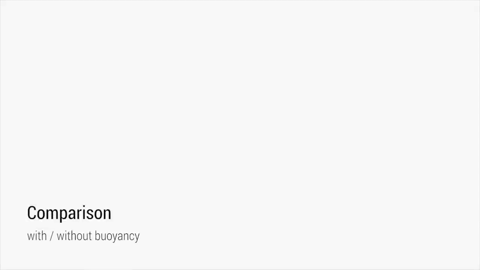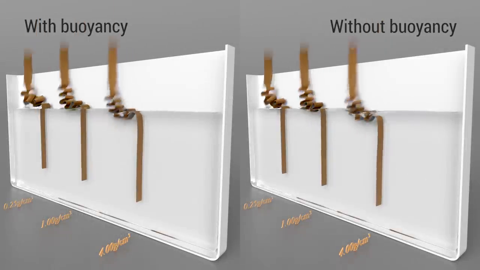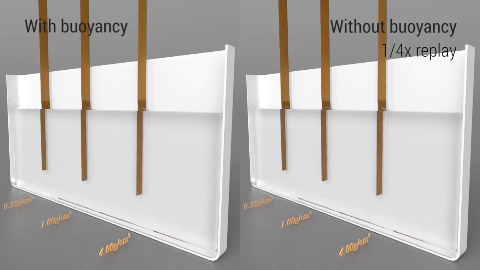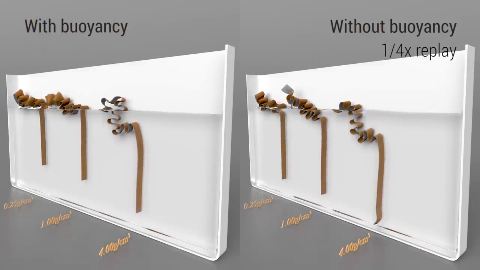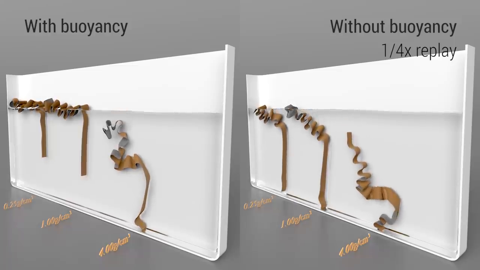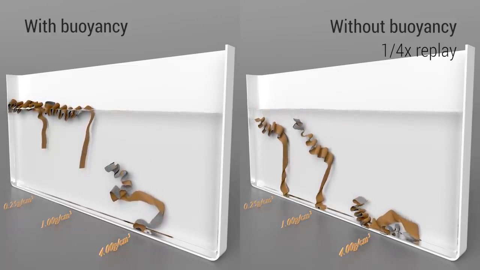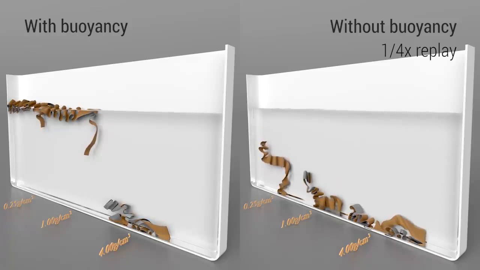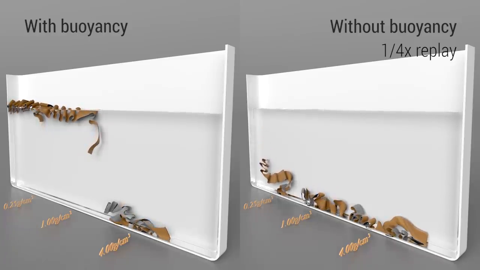To validate our method, we show comparisons focusing on individual components. Here we compare the simulation with and without buoyancy force applied to the cloth using fabrics with differing mass densities. With the correct pressure gradient applied to the fabrics, the left one rises, the middle one drifts, and the right one sinks. By contrast, if the pressure gradient is neglected, the fabrics sink and come to rest at the bottom, regardless of their mass density.